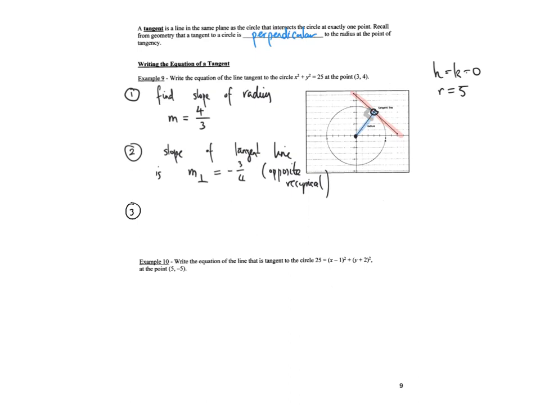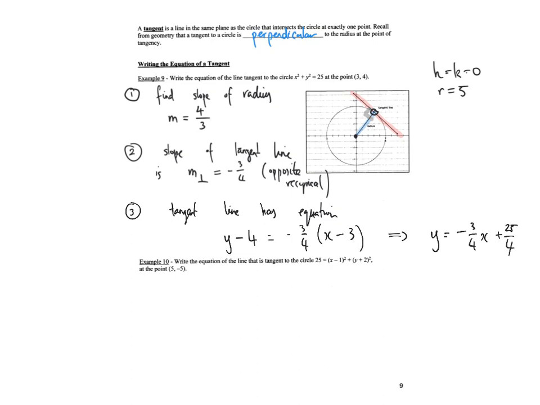Finally, we know the slope of the tangent line. We have a point on there, so we can use point slope formula to say the tangent line has equation y minus 4 equals negative 3/4 times x minus 3. If we wanted to rearrange this into slope-intercept form, we could do so, solving for just y, writing it as negative 3/4 x plus 25 over 4.